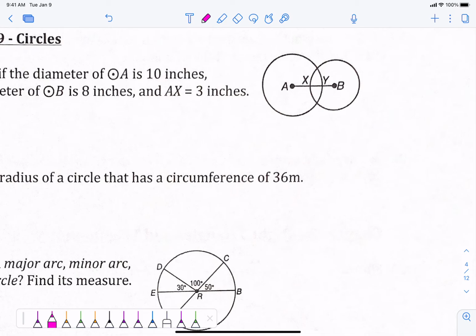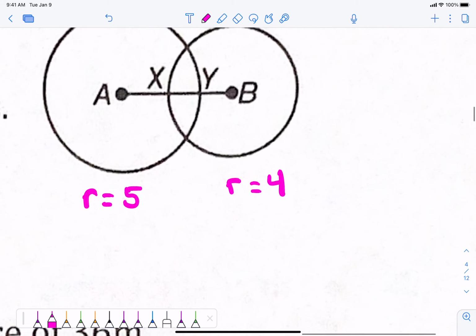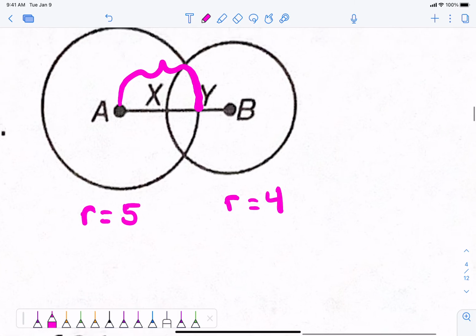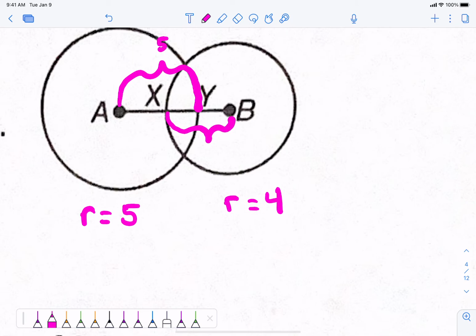The diameter of circle A is 10 inches. So the radius is 5. What's the radius of B? The radius is 4, because circle B is 8 and circle A is 10. So radius of 5, radius of 4. I'm going to label going from A out to this point, that's 5, and going from here to this point, that is 4. Do you see my labels?